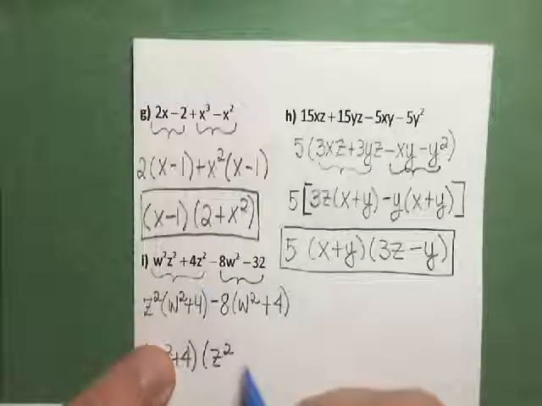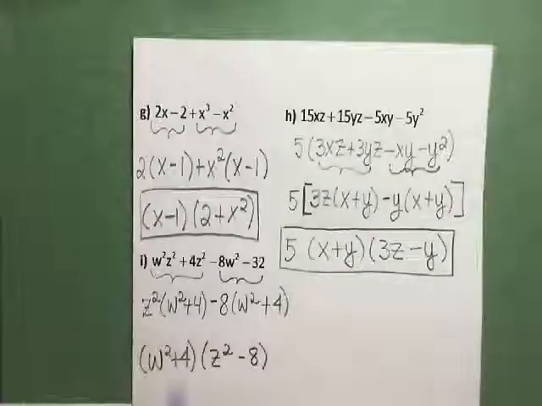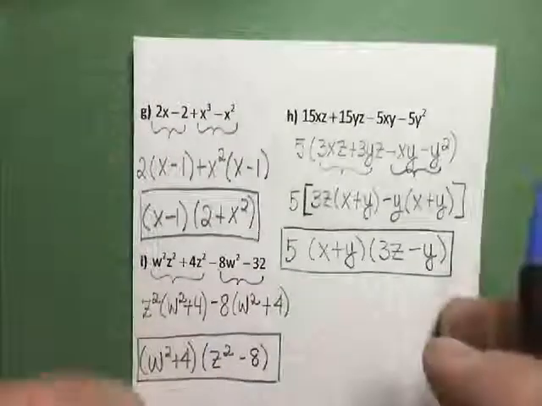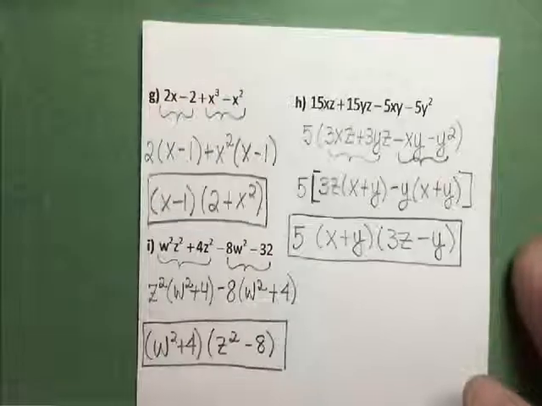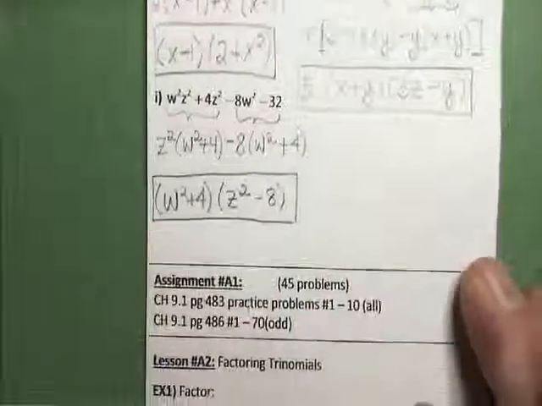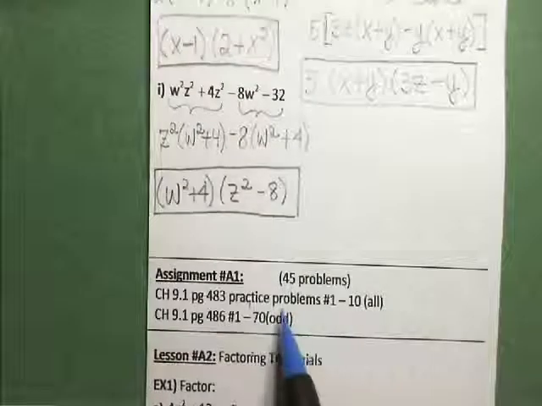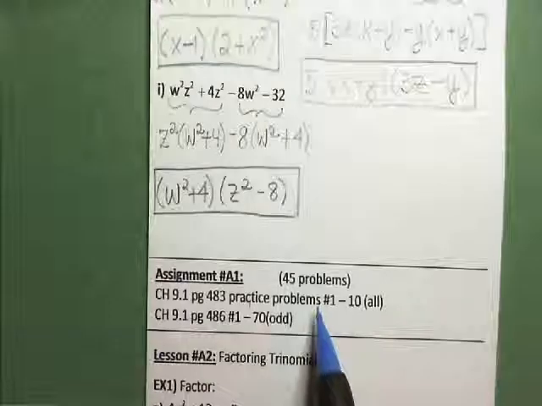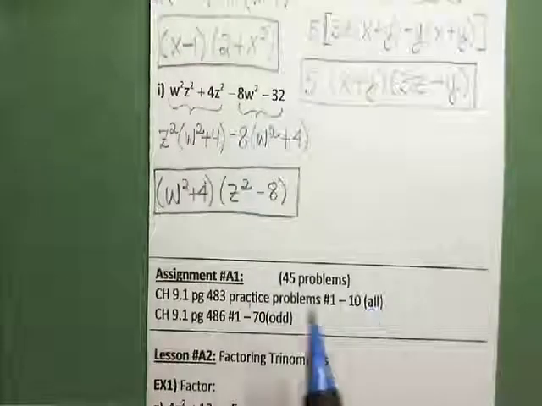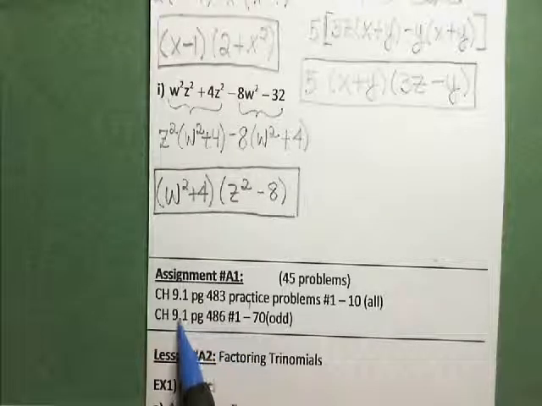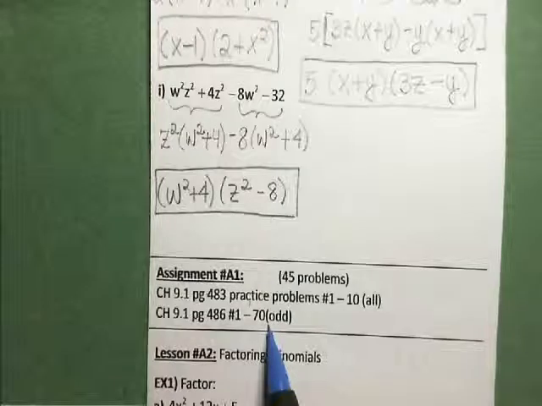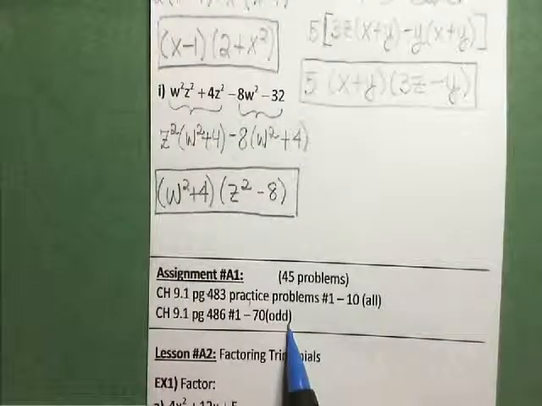Alright, this concludes the example problems for lesson A1. So now, here are some practice problems in the book. Please go ahead and do all these problems. And then do problems 1 through 70, the odd numbers, out of the book also.